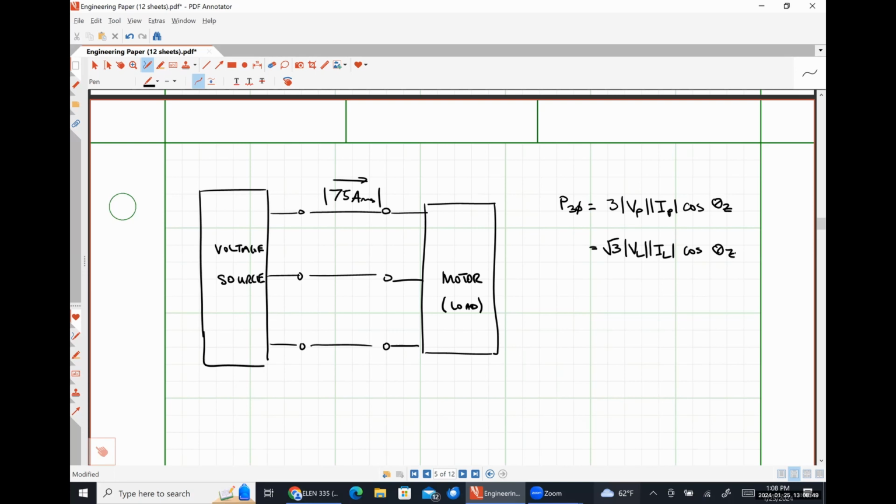It's which voltage we use, okay? So for me, because I don't know anything about how anything is connected, line voltage and line current is the safest bet to use because we literally can't screw that up. It doesn't matter how anything is connected if we use those quantities.